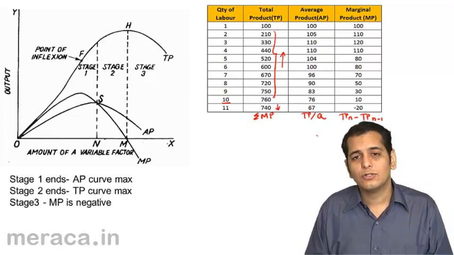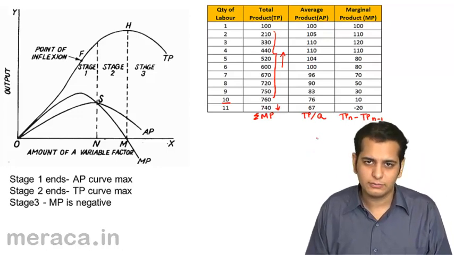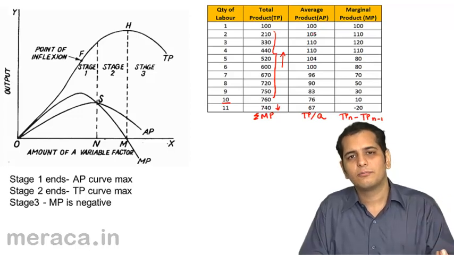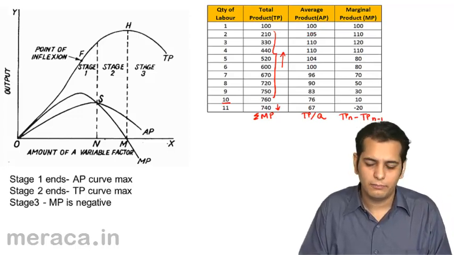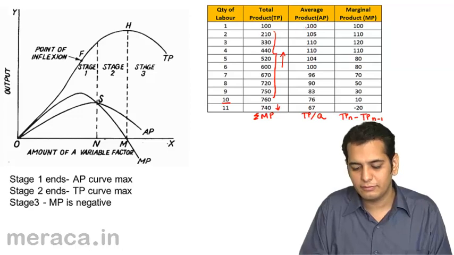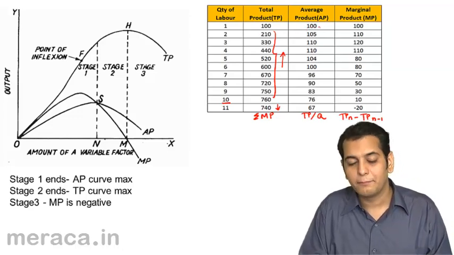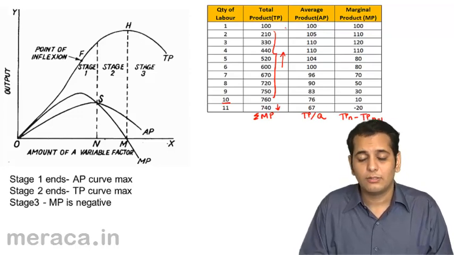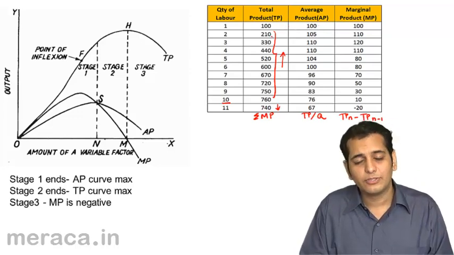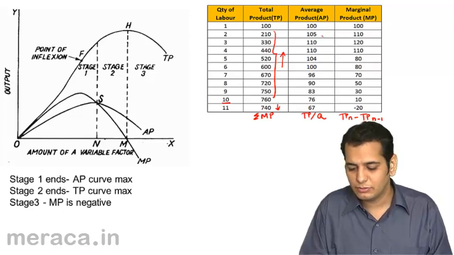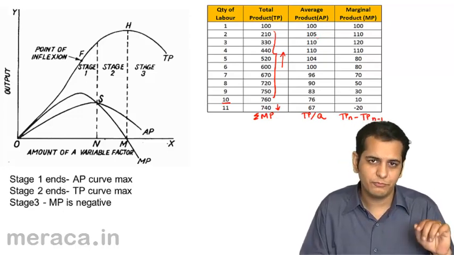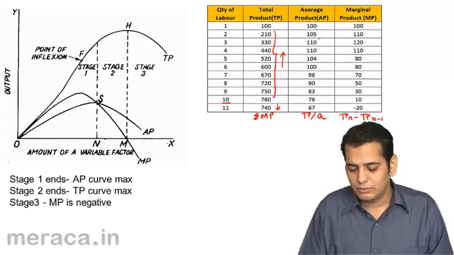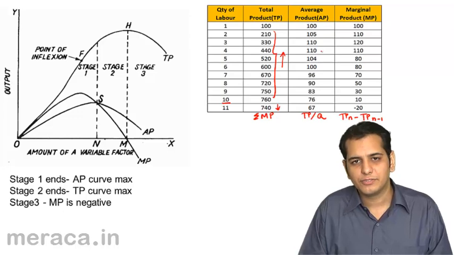We've also understood how to calculate average product. Average product is nothing but total product divided by the amount of labor. At the first level, when there is only one laborer, he produces 100 units, so on an average, he will produce 100 units. When there are 2 laborers, they produce 210 units, so the average product of both of them would be 105. That is 210 divided by 2. This is how we calculate the average product.